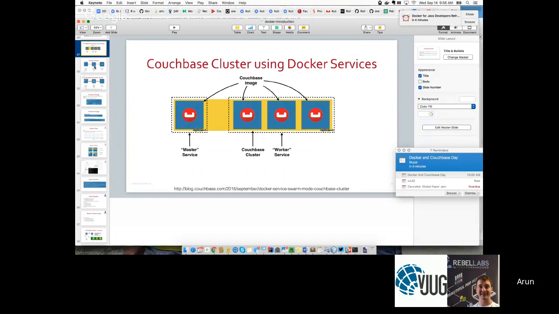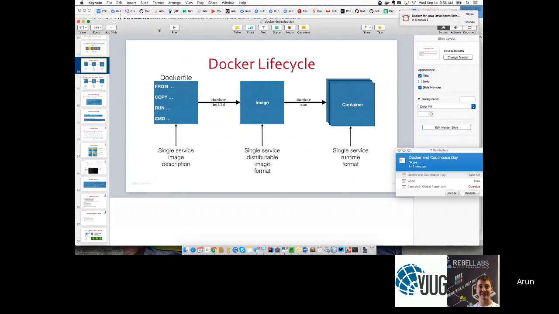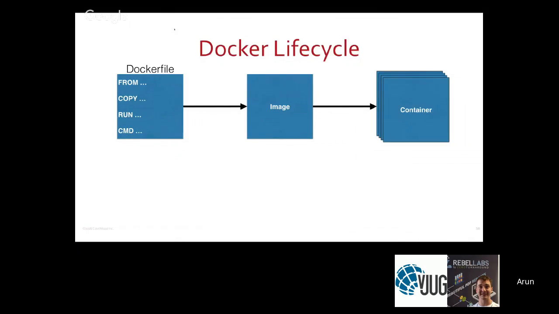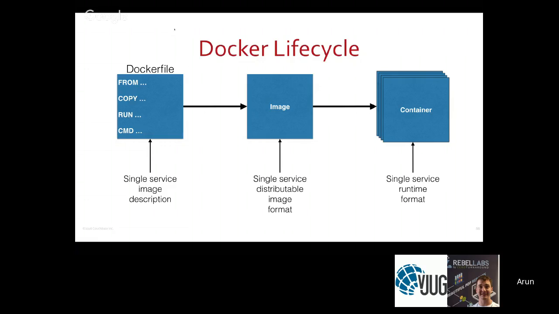There is a lot more that we can do. Maybe a couple more slides here, and then I will jump to the last slide. If you think about the Docker lifecycle, typically you take a Dockerfile, from the Dockerfile you create an image, and from the image you create a container or a bunch of containers. That's your typical Docker lifecycle. Now with Docker 1.12, Dockerfile is a single service image description, image is a single service distributable image format, and container is a single service runtime format. But our typical application is multi-container. That's exactly what Docker build and Docker run are.